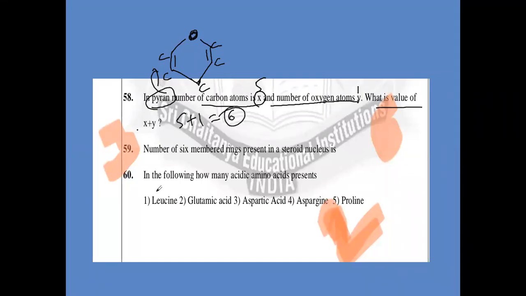Next, number of 6-membered rings present in a steroid. This is not the issue. Okay. Next, in the following, how many acidic amino acids? So now these are from carbohydrates and proteins.